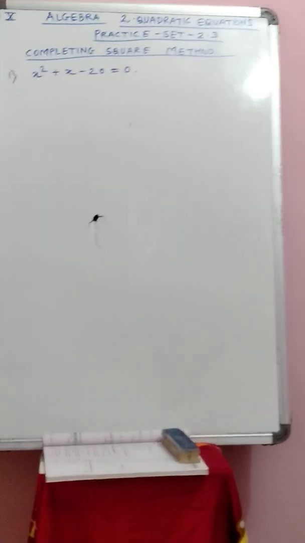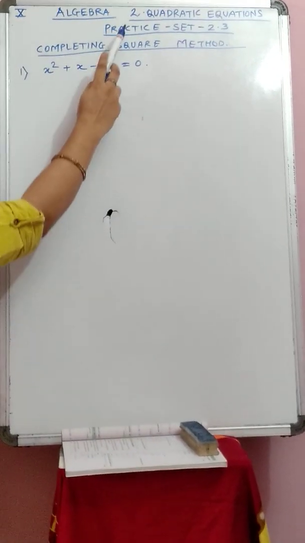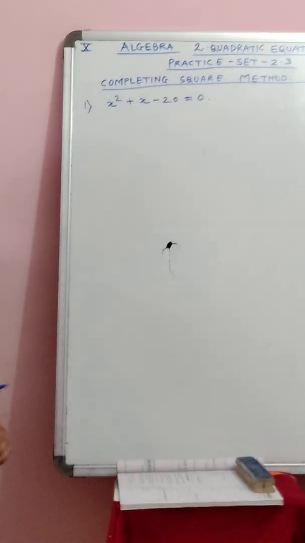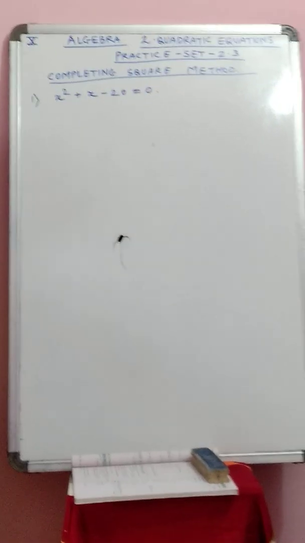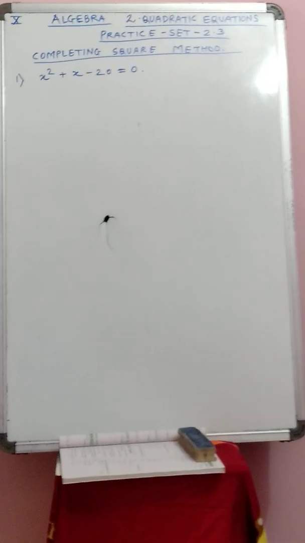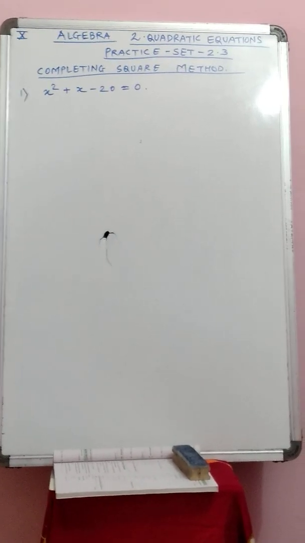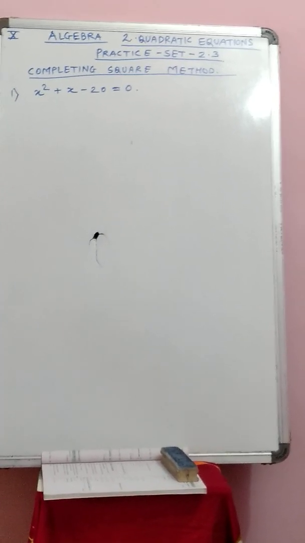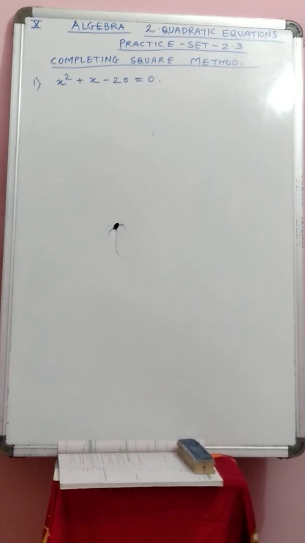Hello students, this video is for standard 10 subject algebra, that is mathematics 1, chapter number 2, quadratic equations, practice set 2.3. In this lesson, first of all, the first exercise was how to identify whether the equation is a quadratic equation or not. Then some small sums were there. Then in the second exercise, we actually solved the quadratic equation with the help of the method called factorization method.